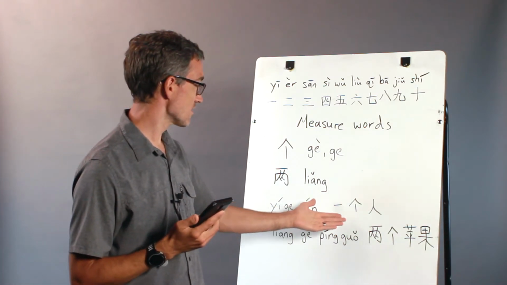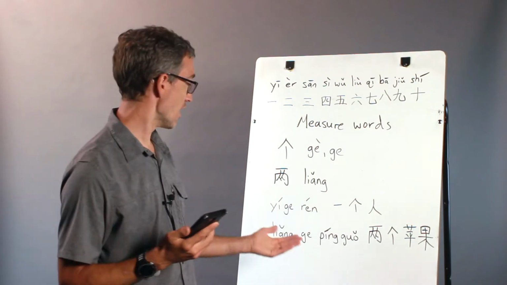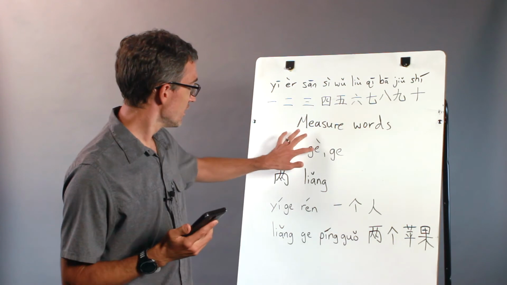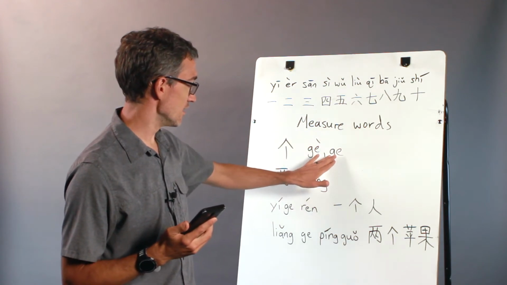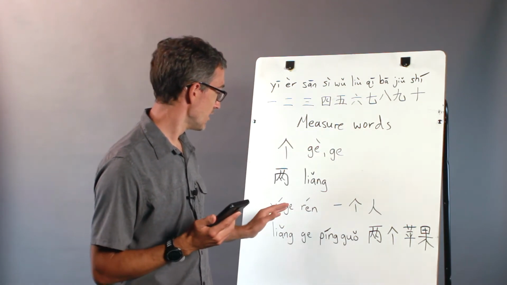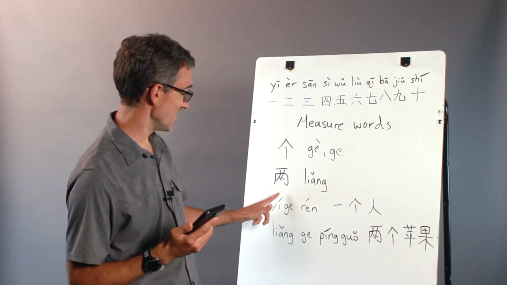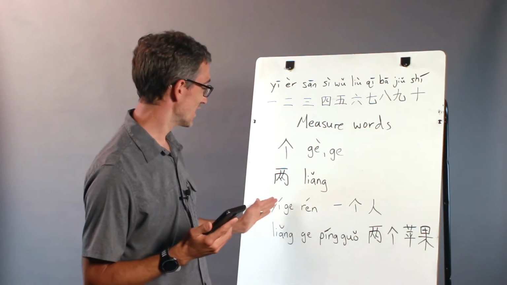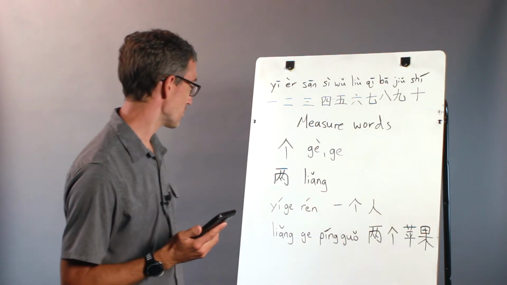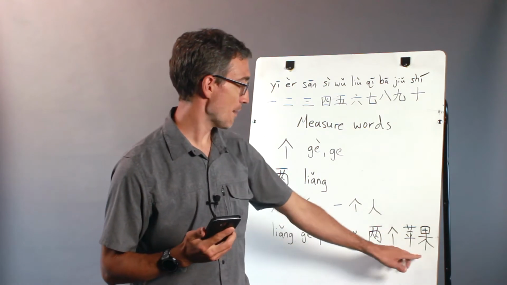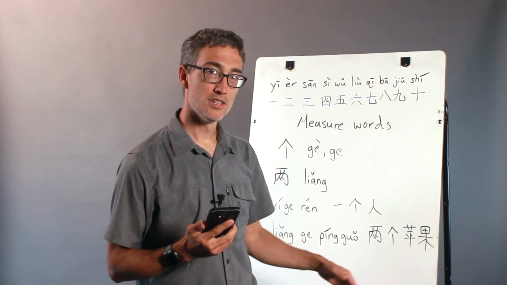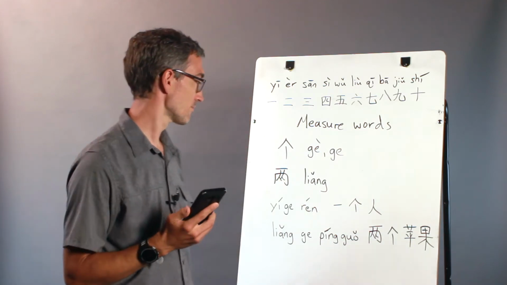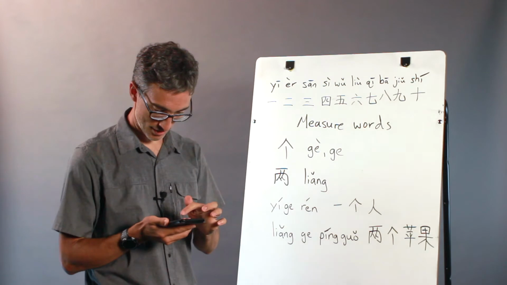But here are some cases in which it's actually the right measure word for this noun. 一个人, that means one person. 个 is 4th tone, but it becomes neutral tone when it's a measure word. But because it was originally 4th tone, the 一 changes to 2nd tone. Does that make sense? Because it would have been 一个. So 一个人, that's one person. 两个苹果, 2 apples. So 个 is the right measure word for apple. So if you want to count apples, it's 个. 一个苹果, 两个苹果, 三个苹果.